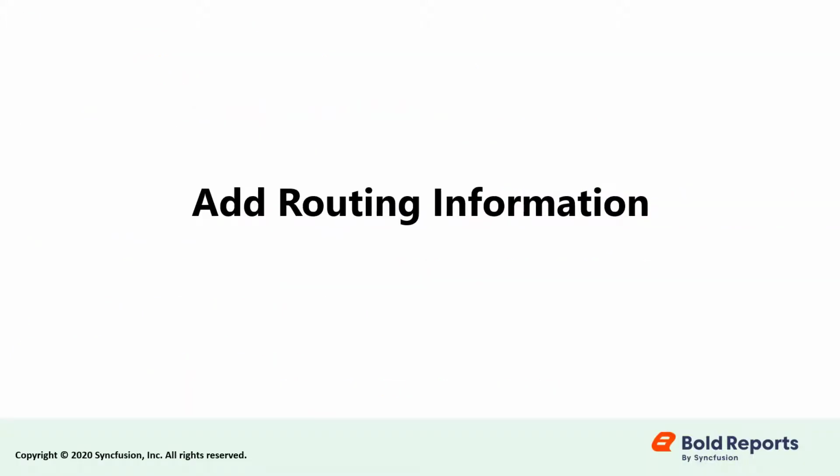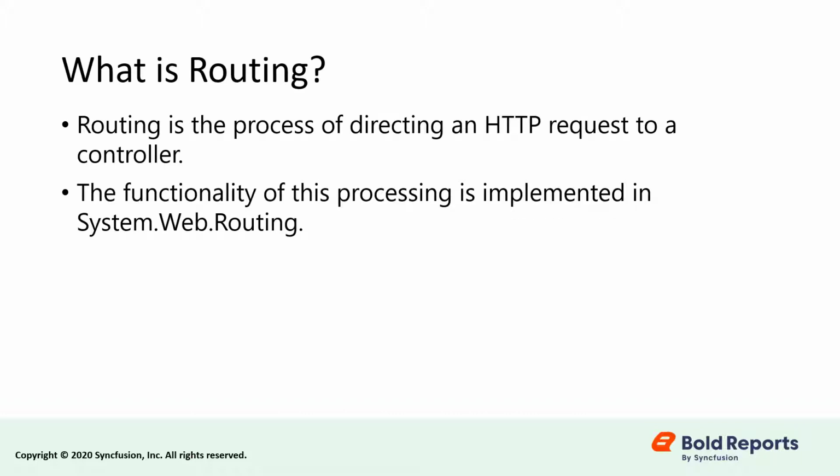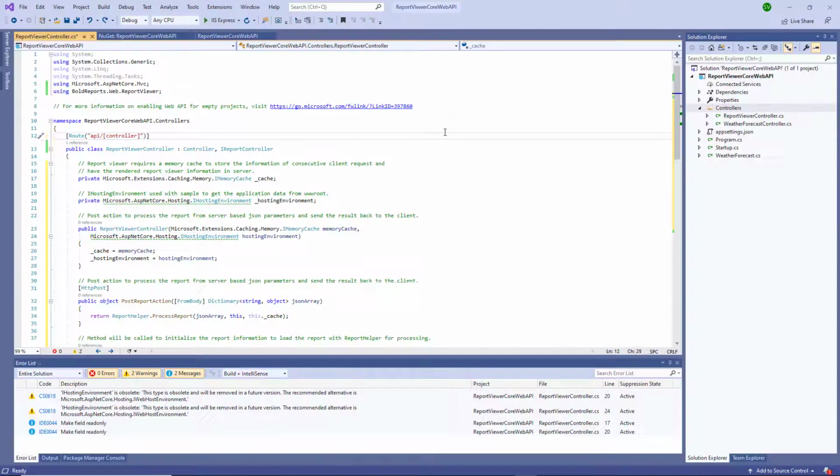Now let's add routing information. Routing is the process of directing an HTTP request to a controller. The functionality of this processing is implemented in System.Web.Routing. Add the action parameter in the route template.